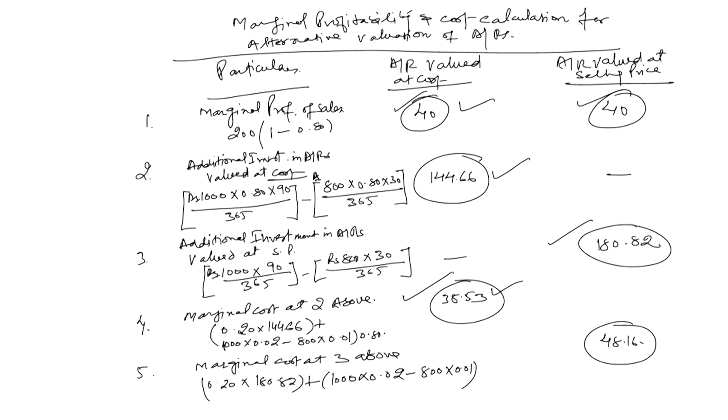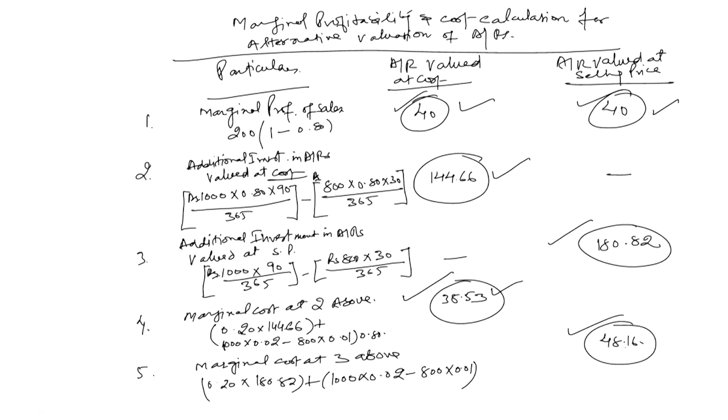Our marginal cost, by spending an extra 38.53 crores, our marginal profitability is going to increase by 40 crores. So certainly the profitability outweighs the marginal cost, so the decision is in favor. But if you take the receivables valued at the selling price, again the profitability remains the same, but your marginal cost is going to increase. For earning the profitability of 40 crores, we have to shell out 48.16 crores.